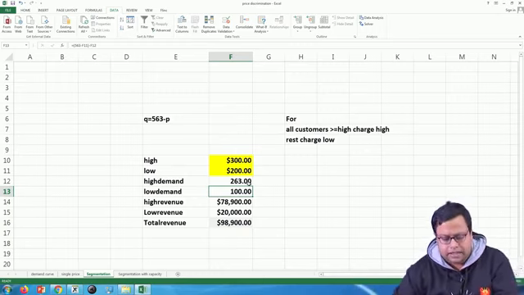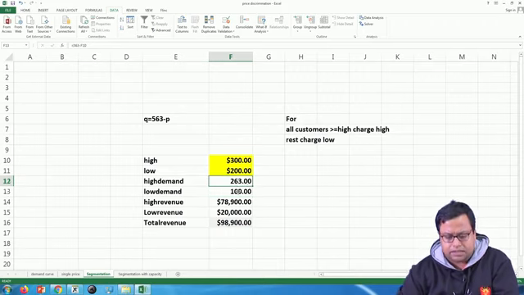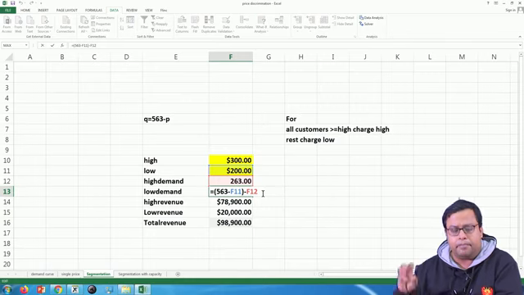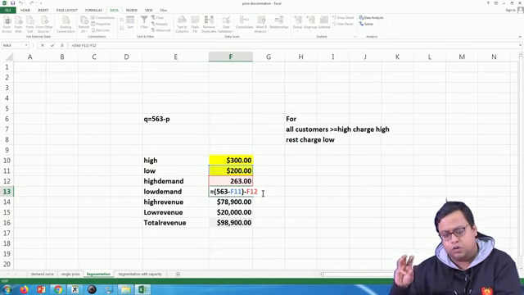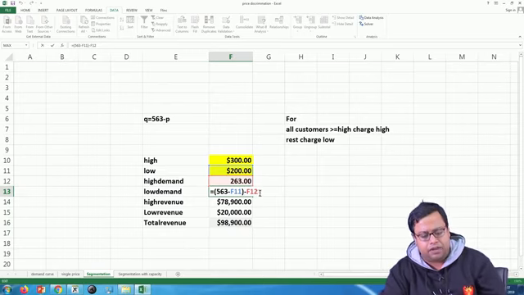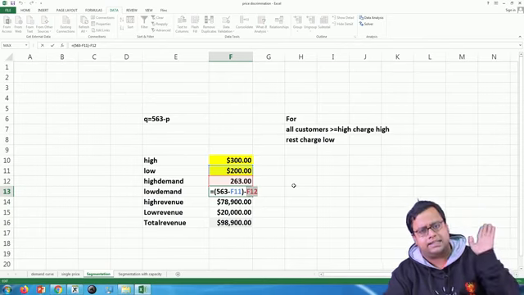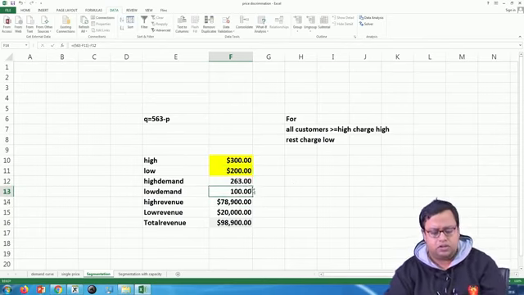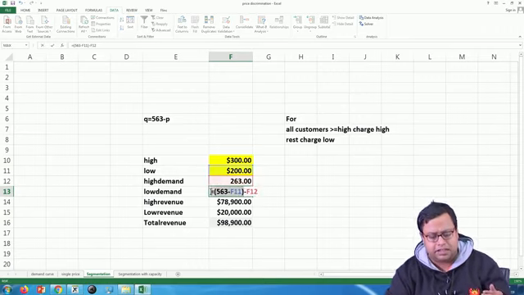So, here also let us say this is 263, and then the lower demand is 563 minus F11 minus F12. So, 563 minus F11 is the demand when the price is low, but of that particular demand, F12 number of people, that means 263 people, have already bought at a higher price. So, that is why the one that is left is only 100. So, 563 minus 200 comes to be 363, this part.